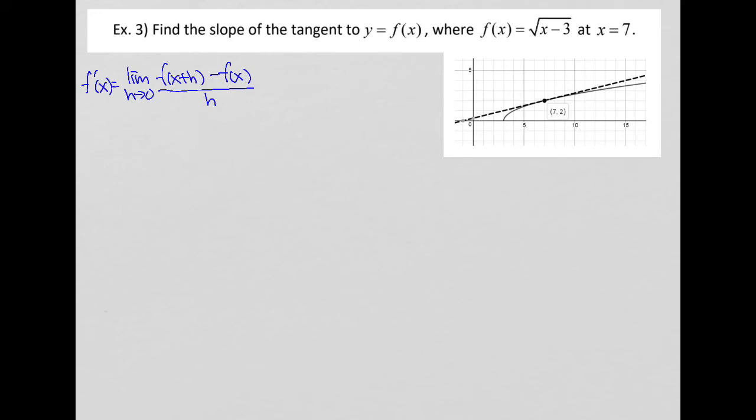The next step we have to do is we have to find out what's f of x plus h. So given f of x equals square root of x minus 3, f of x plus h will become square root of x plus h minus 3. And let's substitute that into our first principle.